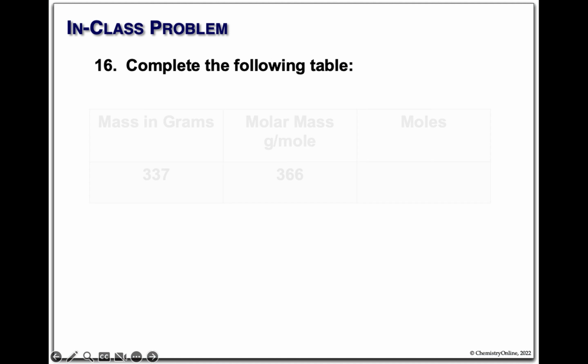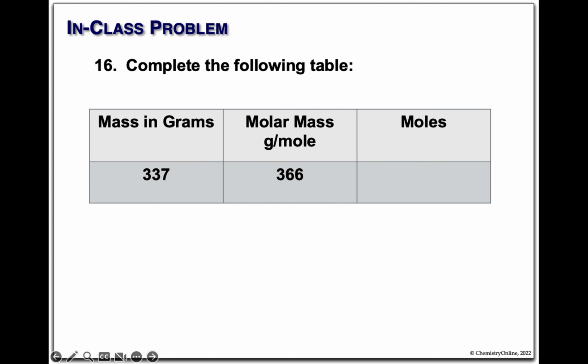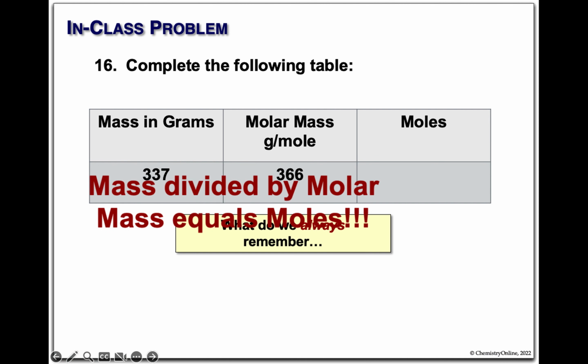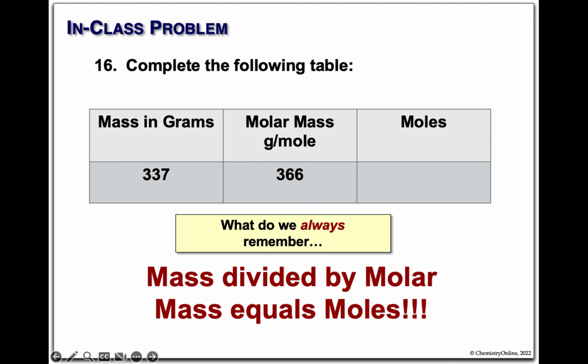We're all the way up to 16. Complete the following table. We're given a mass, a molar mass, and we want to know moles. I think we just did that. What do we remember? Mass divided by molar mass is moles. Simple as it can be. Take our mass, divide by our molar mass. This is 0.921 moles.